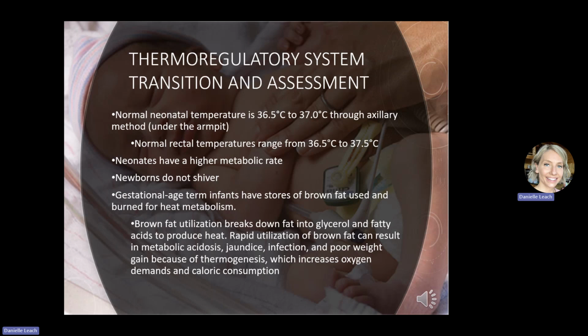So if the baby is preterm, they're going to have zero to very low amounts of brown fat. However, we don't want them to rely on this brown fat to stay warm. If they are burning through or metabolizing that brown fat too quickly, it can cause things like metabolic acidosis. So we do want to keep them warm.